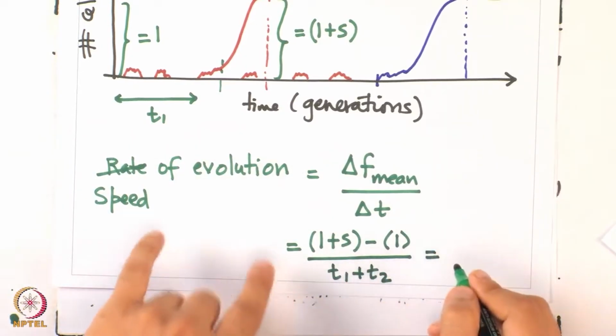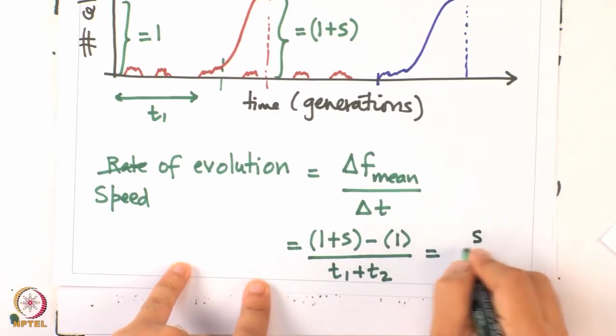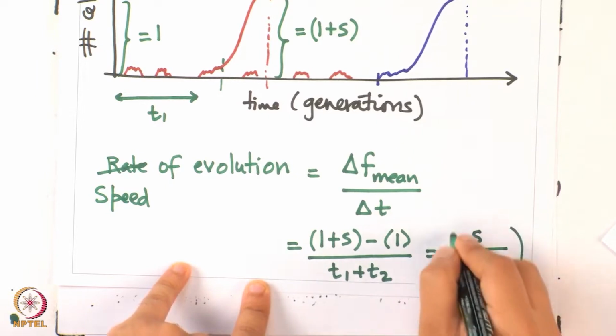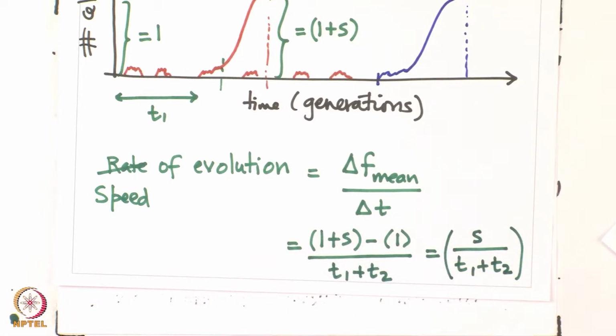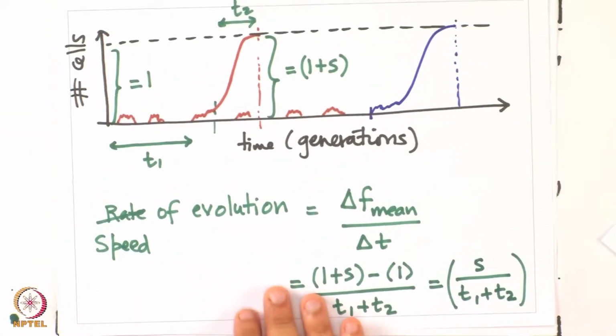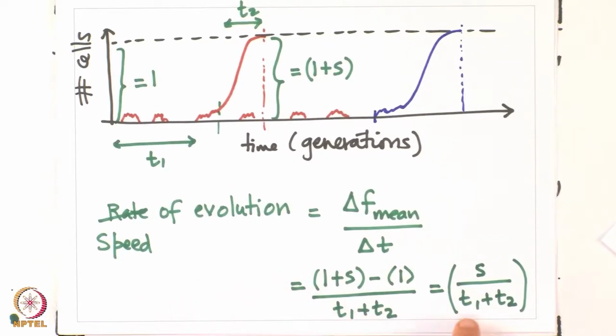So, the speed of evolution is just given by S divided by t1 plus t2. Now, that's the speed of evolution in a context such as this. But what I still don't understand are what are the values associated with t1 and t2, and that's what we are going to find next. I'll keep this picture here, and let's try and understand. Let's try with t1 first.